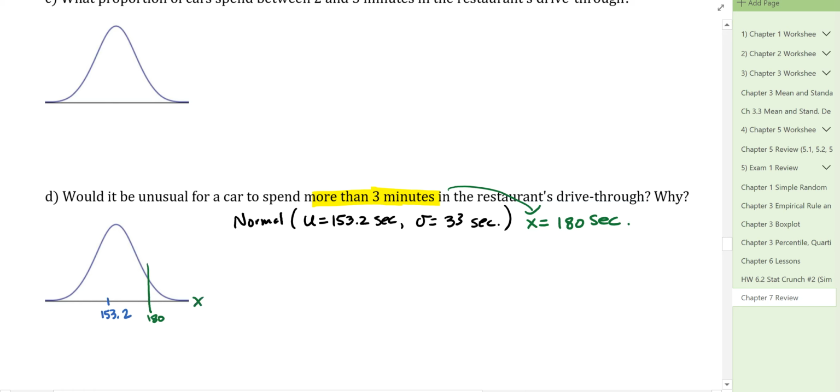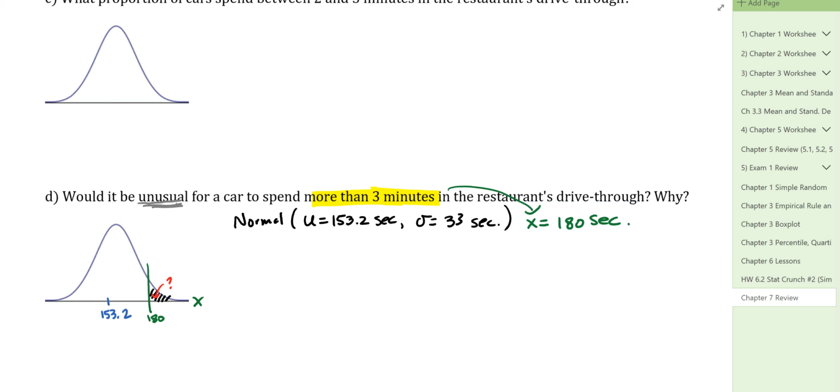This is x. So I want to find the probability that a car spends more than 3 minutes. If more than 3 minutes, I'm looking for this part here. So what is this part equal to? What is the probability that a car spent more than 3 minutes? Now, let's think about unusual. We say a case is considered unusual if the probability is under 5%. So let's find the probability.